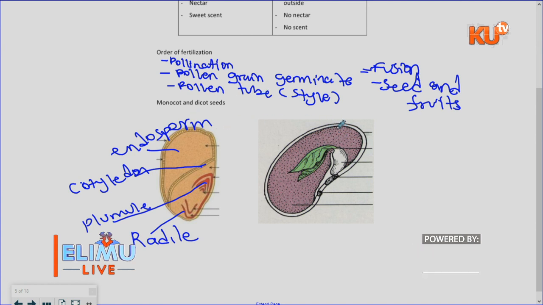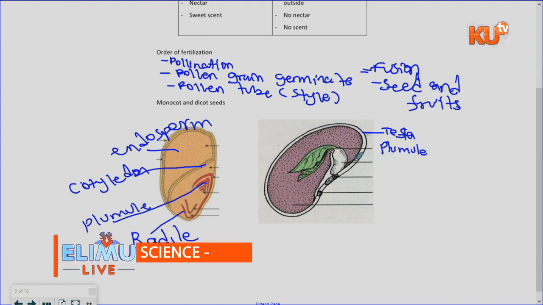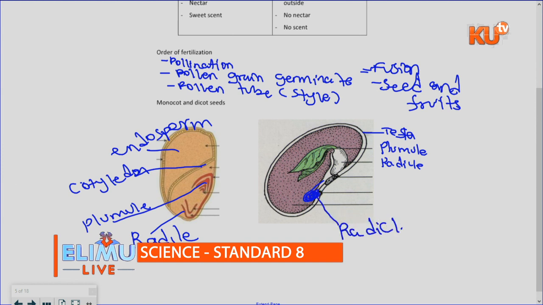When we look at the bean seed, we have the tester, which protects the inner parts. This one is the plumule. Again, the difference, the radicle can be placed here, look at the diagram, or if we have another extension, the radicle can also be found at this part. So you have to look at the diagram, how it is drawn. According to my diagram, the radicle is at this part, but in some different diagrams, the radicle will be at that part. So we have the cotyledon here.